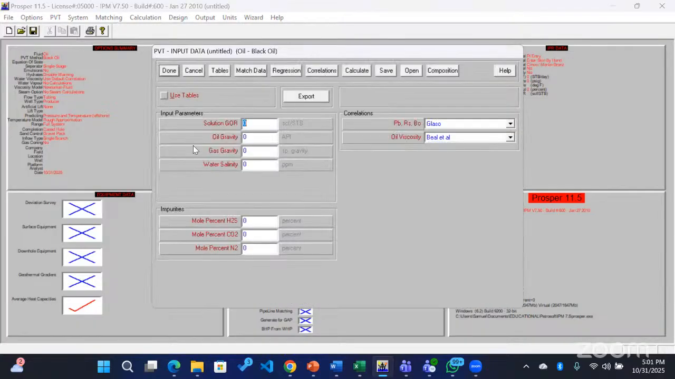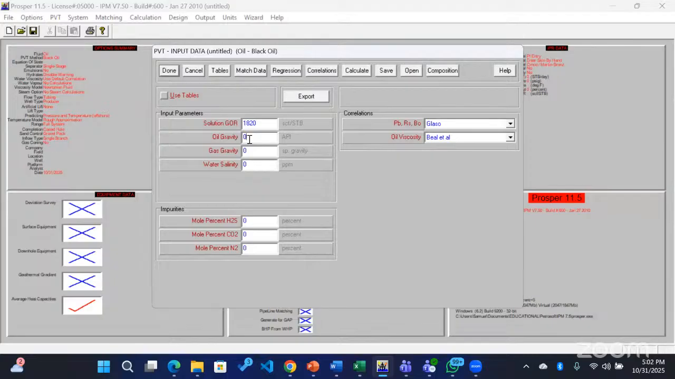Then I prepare some data, though not representative data of any well, but for the case of this demonstration, I'll be using these figures, which I'll be entering shortly. Okay, so let our solution GOR be 1820. And then oil, that's definitely oil, because solution GOR below 5,000 is oil.